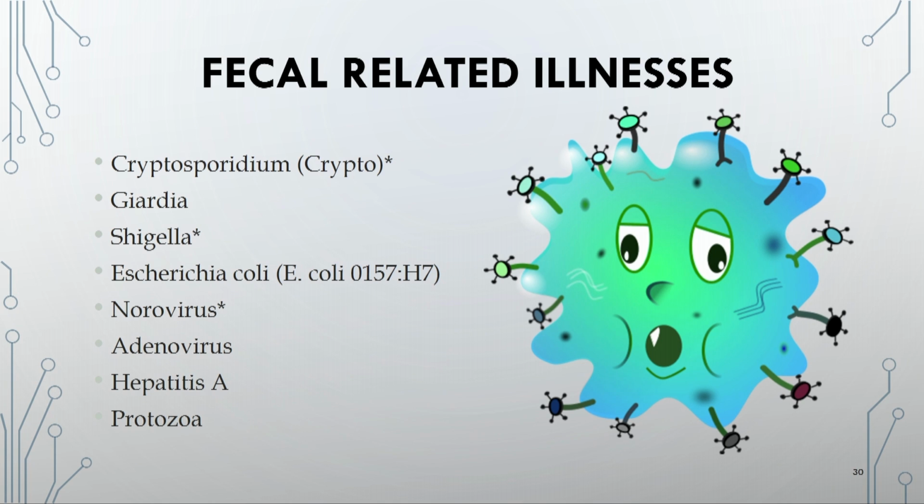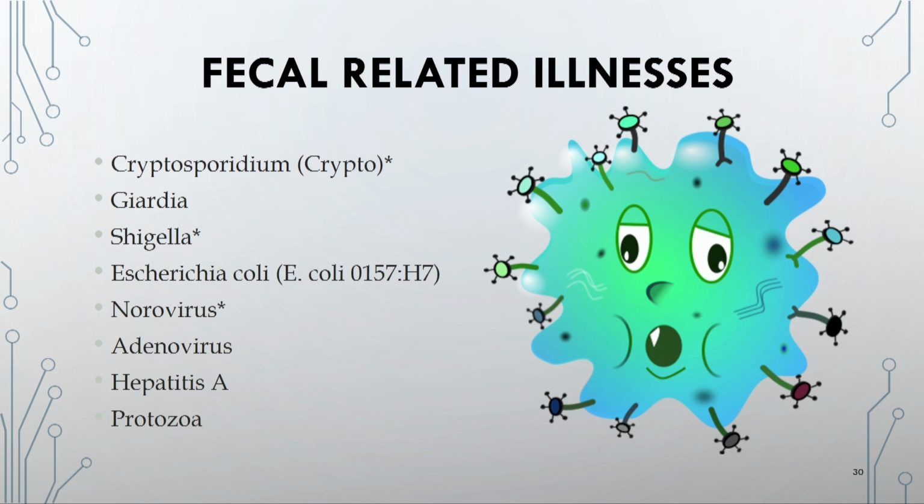And this crypto can be fatal when the immune system is compromised. You also have giardia, which is an intestinal infection such as diarrhea. Another common one is E. coli. Most varieties of E. coli are harmless, but this type of strain can cause severe abdominal cramps, bloody diarrhea, and even vomiting. Young kids and older adults can develop even fatal kidney failure due to this.